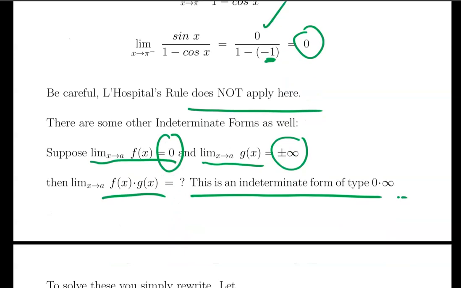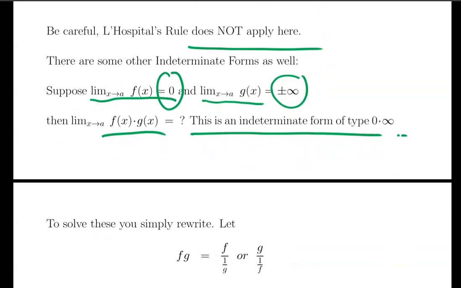Okay. So how do you do this? Well, actually, this is easy. You just do an algebraic rewrite. So f times g is the same as f divided by 1 over g is the same as g divided by 1 over f. Agreed? That's just basic algebra. So why would we do that?